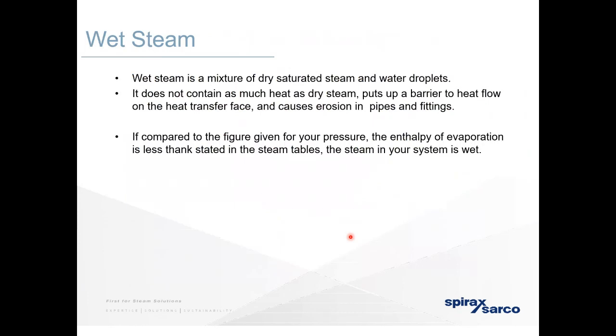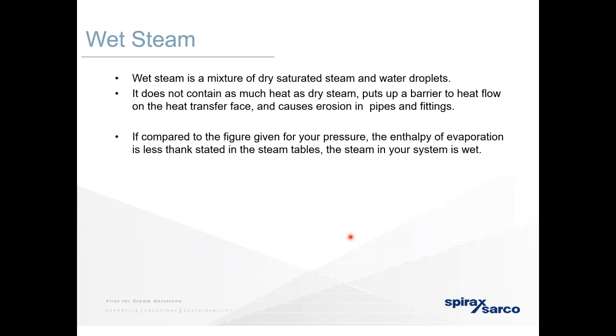So wet steam, why is this important? Wet steam is what we're trying to fight. We want dry steam so that we can have as much heat, as much energy as possible when we reach our processes. Wet steam is a mixture of dry saturated steam, which is what we want, and water droplets, which have been carried in the system. It does not contain as much heat as dry steam, so the energy that it can give up, the enthalpy, is lower, and the water acts as a barrier to heat flow.